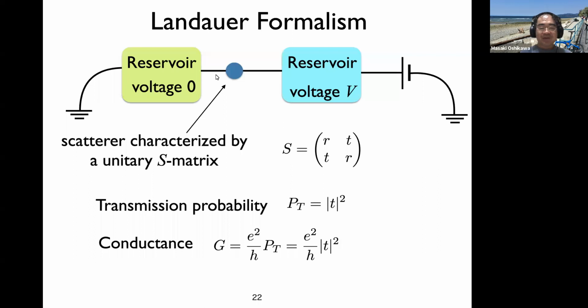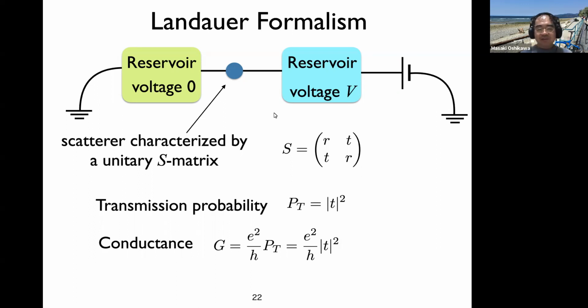So you have a one-dimensional channel, a very narrow wire you can imagine, and then you place a single scatterer barrier, and then you connect this wire to reservoirs, like big pieces of metal. One side is set to voltage 0, and the other side is connected to some battery or something. So this reservoir is set to voltage V. And then the question is, what is the conductance or resistance of this system?